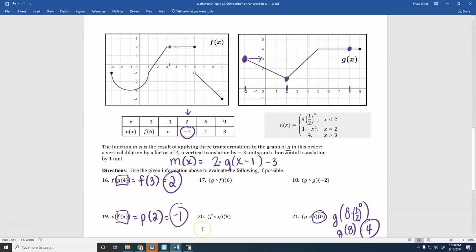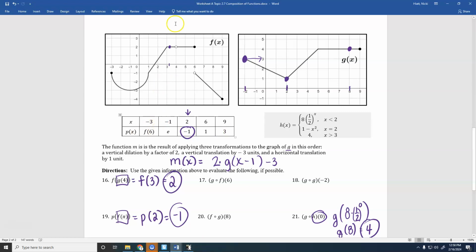So when it says evaluate if possible, for example, number 20 lands on the hole. How would we write that? Undefined. Yeah. If you end up on the hole, you're going to put undefined, and that is probably why they put if possible in the directions.